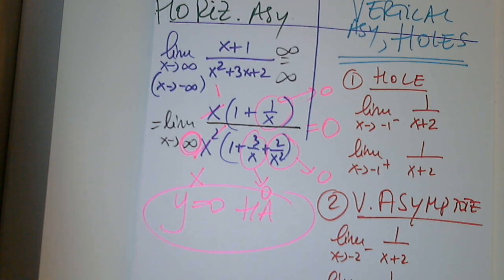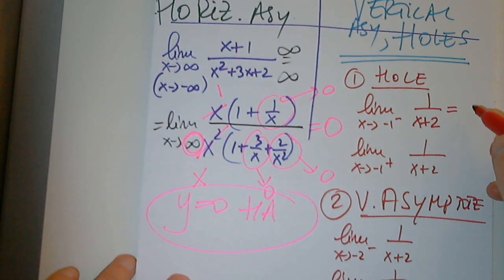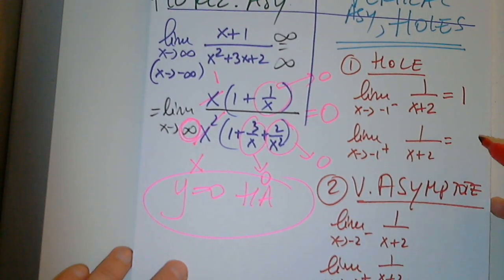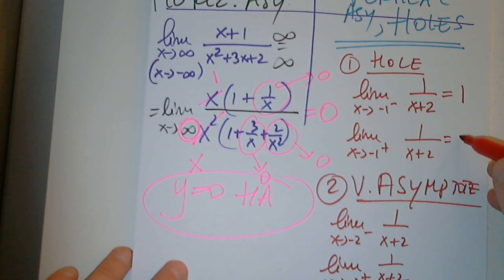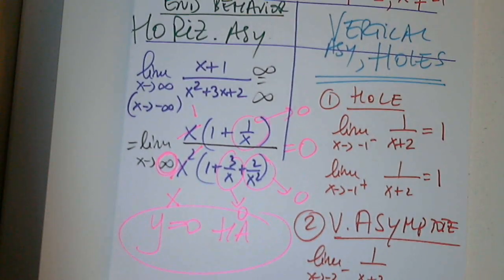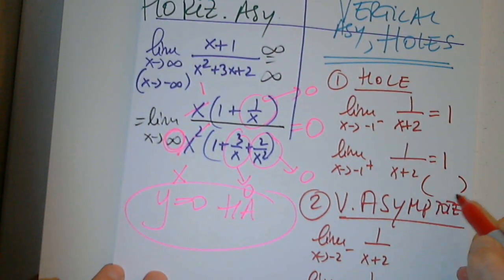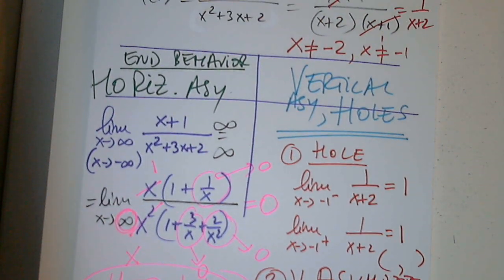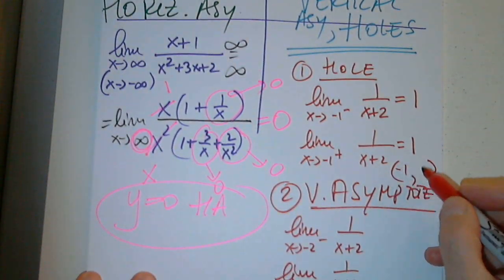Okay, so can anyone give us this limit? Careful, one more time. That's just 1. And the other one must be the same. It's a hole in the graph. So what is this one? 1. So what is the hole? Can anyone give us the ordered pair of the hole? -1, 1. Excellent. Thank you, Cole.